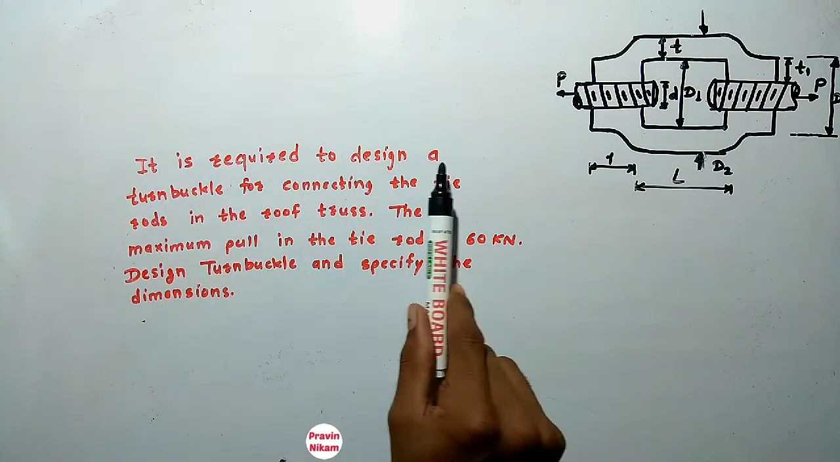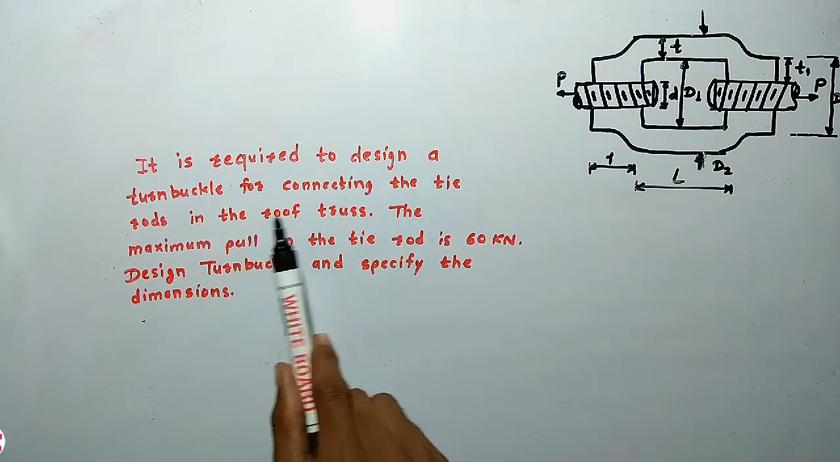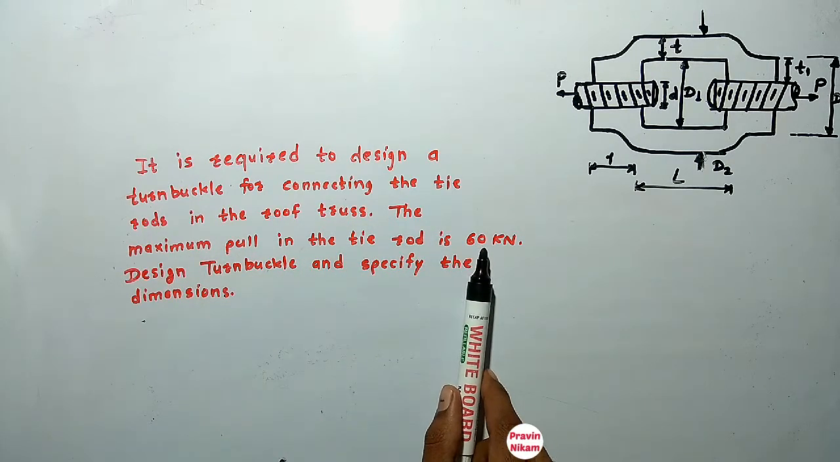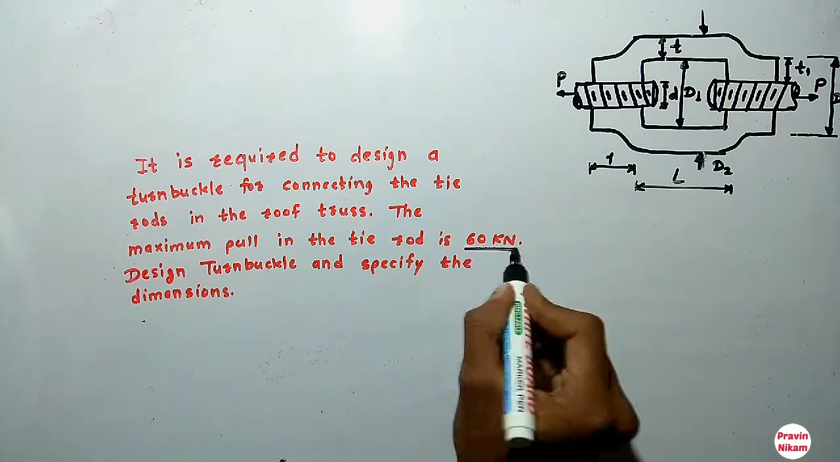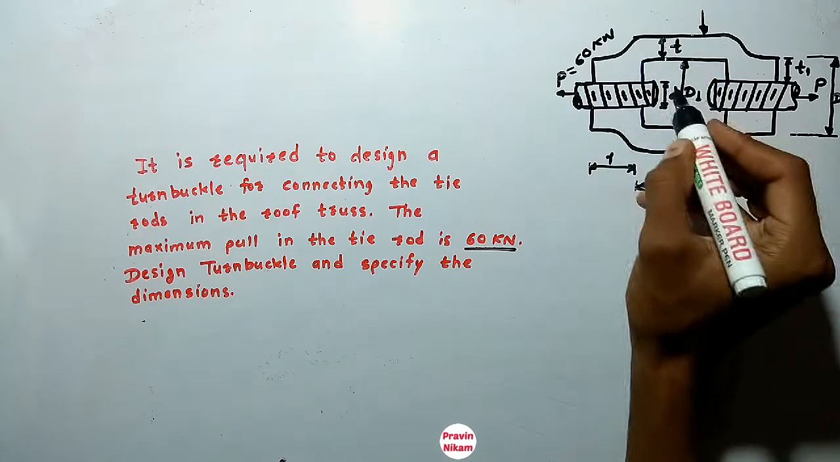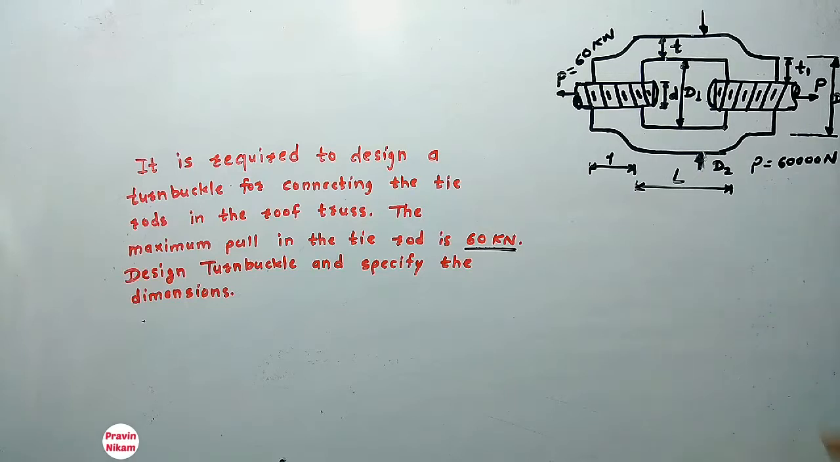It is required to design a turnbuckle for connecting the tie rods in the roof truss. The maximum pull in the tie rod is 60 kilonewton. That is, this is P. This P is 60 kilonewton, that is 60,000 Newton. So P is 60,000 Newton. Design the turnbuckle and specify the dimensions. So this is a design problem. Now let us see the design of the turnbuckle step by step.